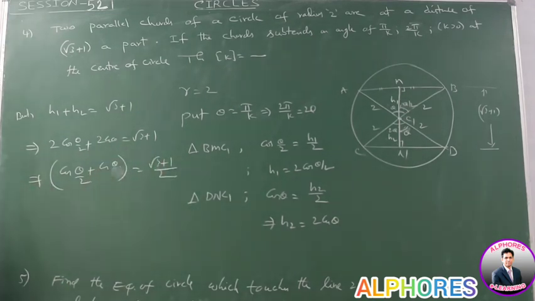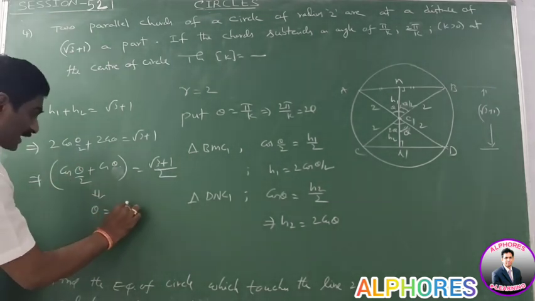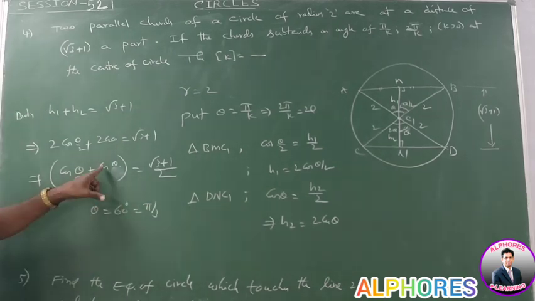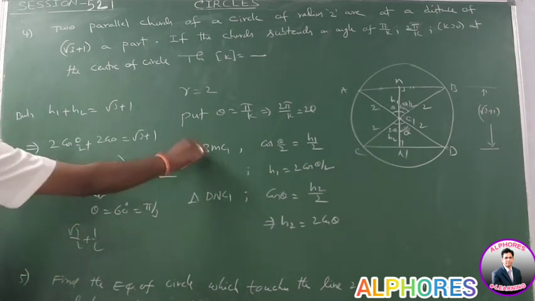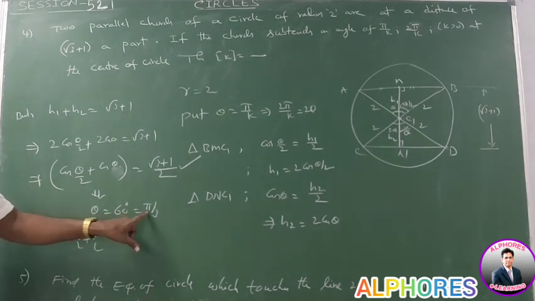Please observe this value. It is true only when theta is equal to how much? Suppose we take theta is equal to 60 degrees, that means pi by 3. Cos 60 means 1 by 2. Cos 60 by 2 means cos 30, root 3 by 2. Root 3 by 2 plus 1 by 2 is nothing but root 3 plus 1 by 2. It is true only when theta is equal to pi by 3.